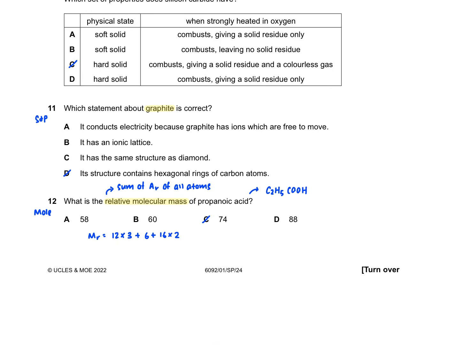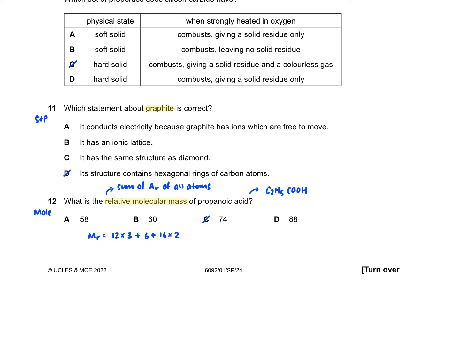Question 11 is talking about graphite. So we just need to recall that graphite has a giant molecular structure. It has two-dimensional hexagonal rings of carbon atoms with weak intermolecular forces between the layers. Now with that, you should be able to answer the question.